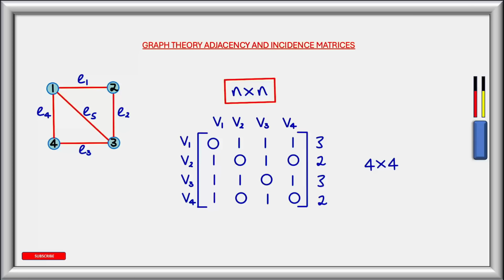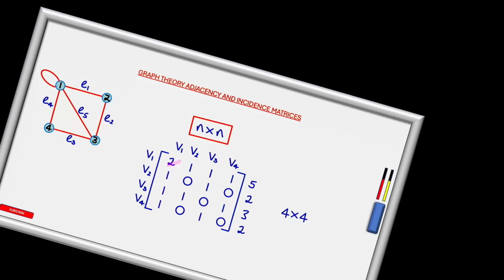Also notice the zeros along the diagonal of the matrix. This tells us that no vertex is connected to itself. So what if I did have a loop? What if vertex 1 was connected to itself, as in this scenario here? Well, the matrix would change. Row 1, column 1 would no longer contain a 0, but contain a 2. And the degree of vertex 1 would change from 3 to 5.